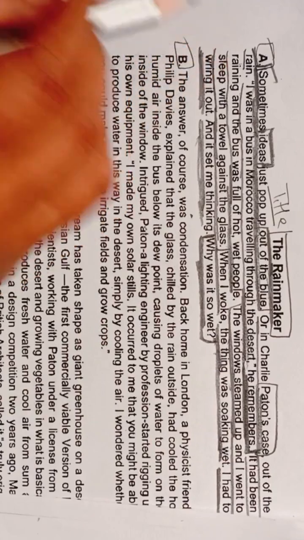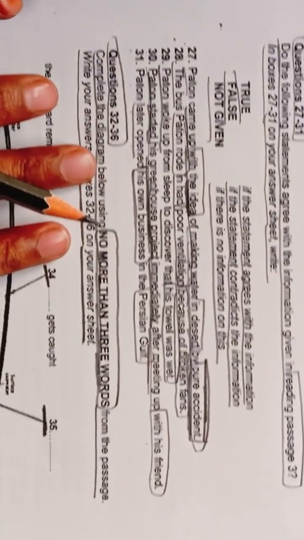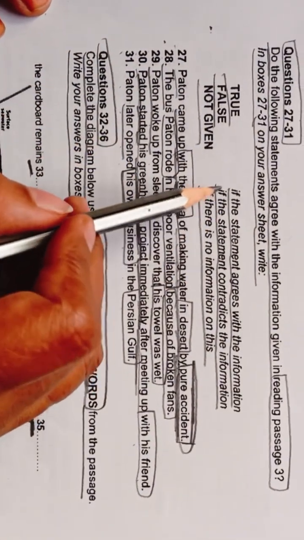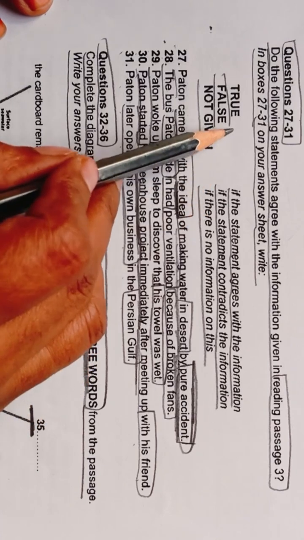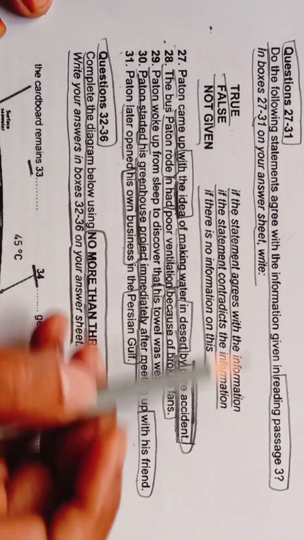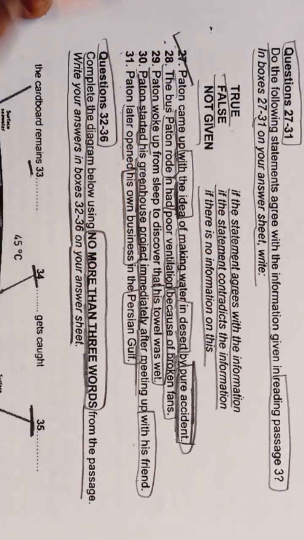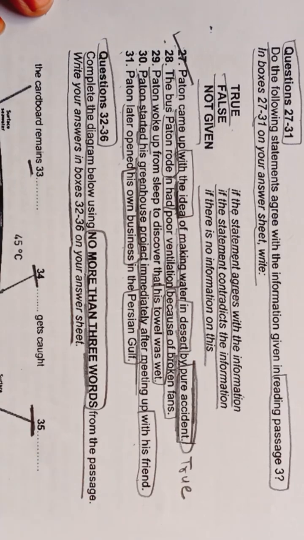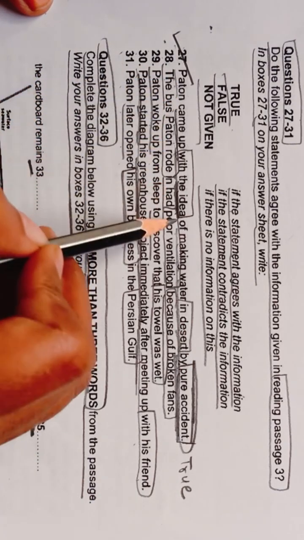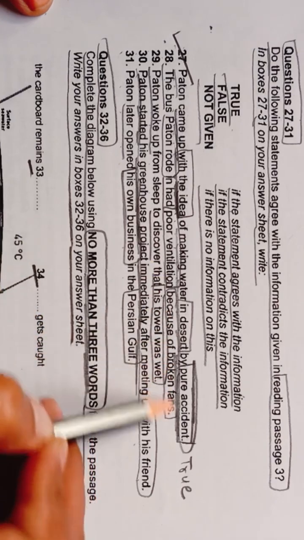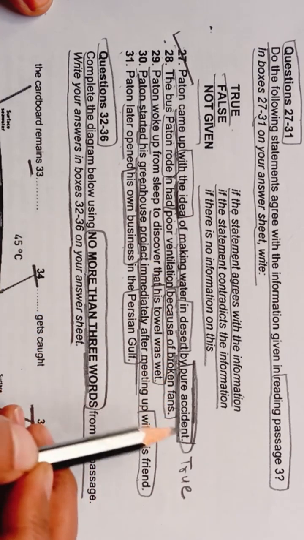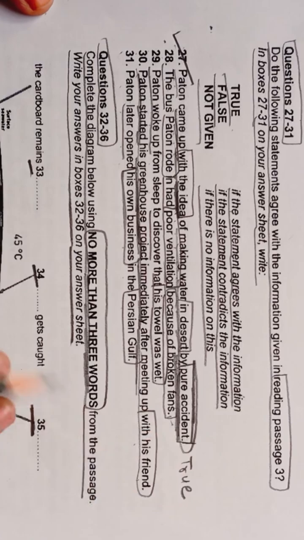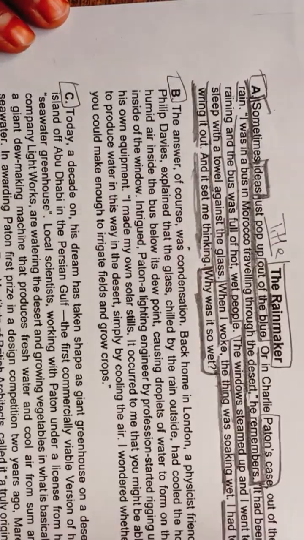Both the statements agree. What they are saying here is, true if the statement agrees with the information, and yes, this first statement agrees with the information given. So that's why we will write true in front of 27 in our answer sheet. From where are we getting our answer? Patton came up with the idea of making water in desert by pure accident. Pure accident means unexpectedly.